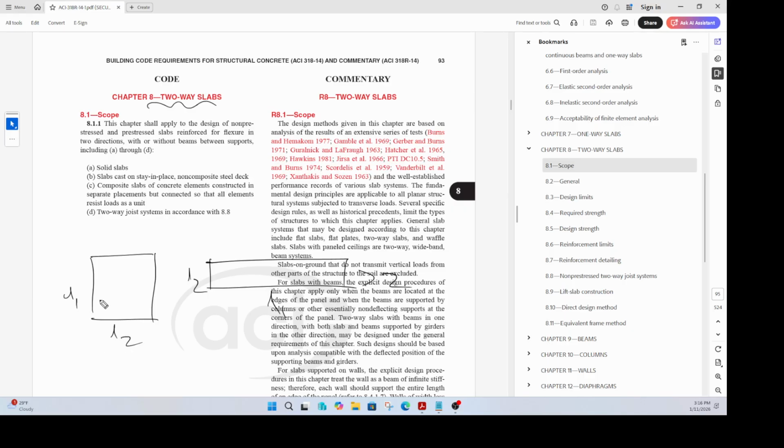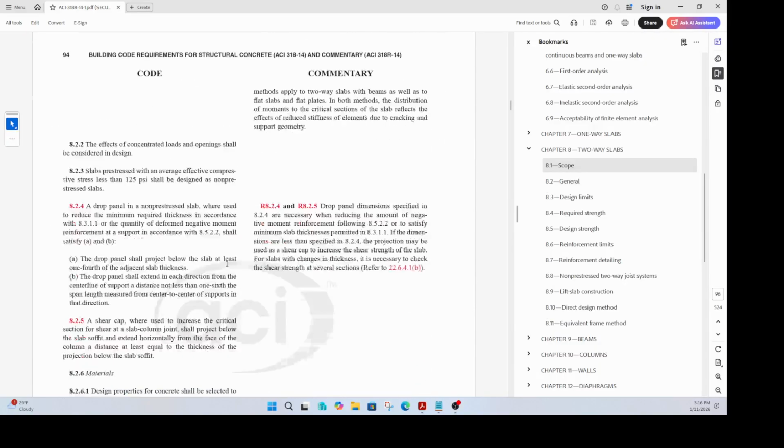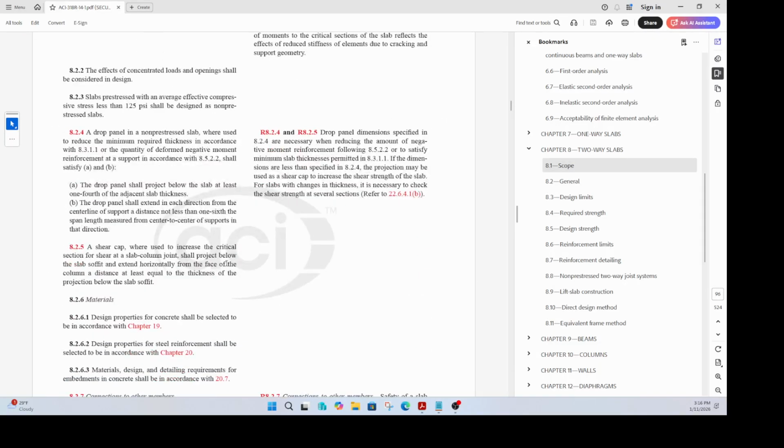So we're talking about slabs like this, wherein the distribution of the load will happen in two ways. Whereas here, if you just provide reinforcement in this direction, you are good, right? Whereas here you have to provide reinforcement in this direction and also design reinforcement in that direction. Okay, so that's what we will do. We will talk about some basic terminology here.